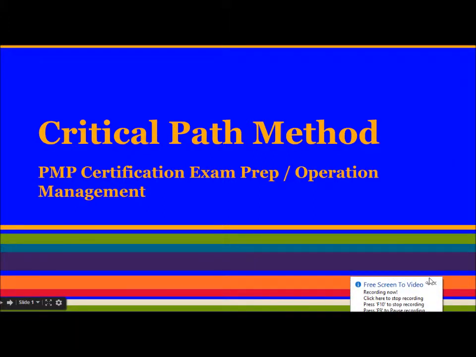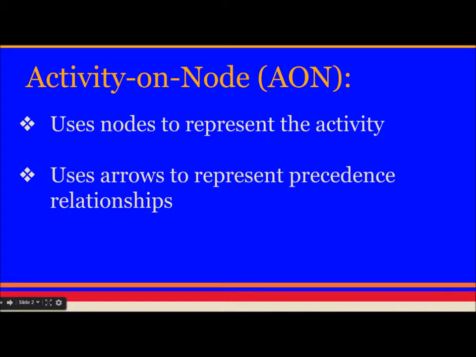Hello friends, today we are going to learn about critical path method, a very important method for PMP and operations management. So let's get started. Critical path method is also known as activity on node, AON. It uses nodes to represent the activity, and uses arrows to represent precedence relationships.